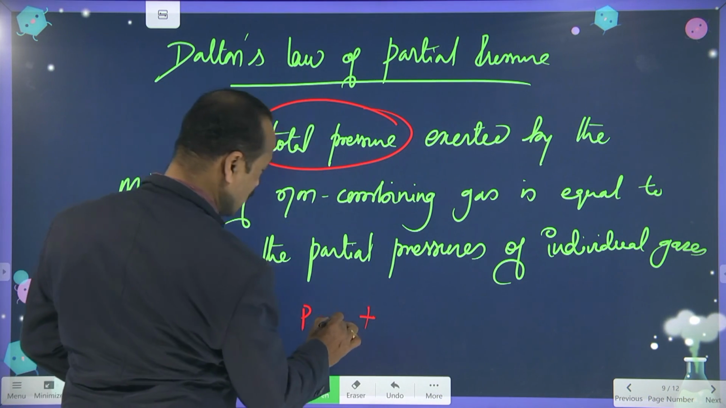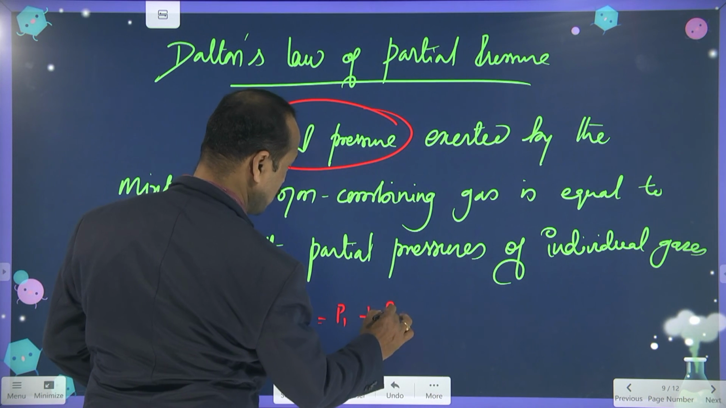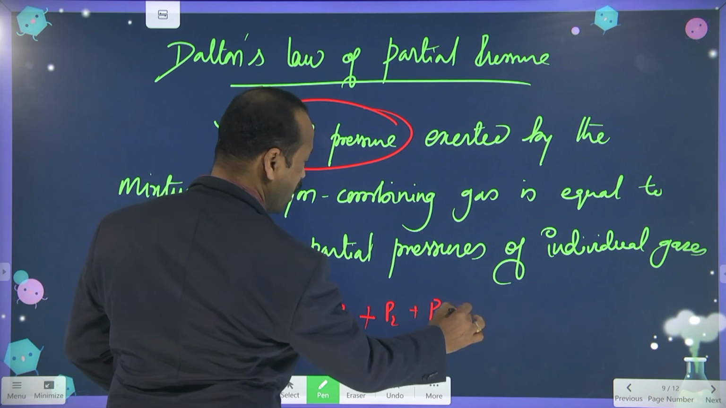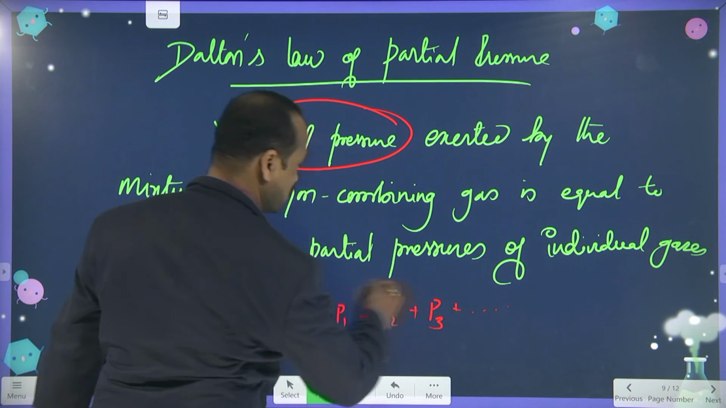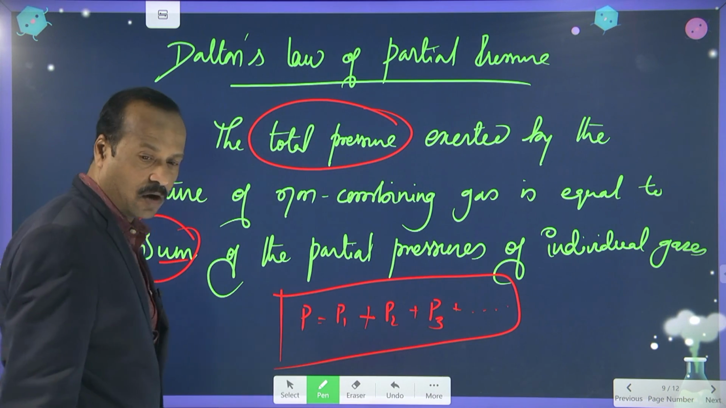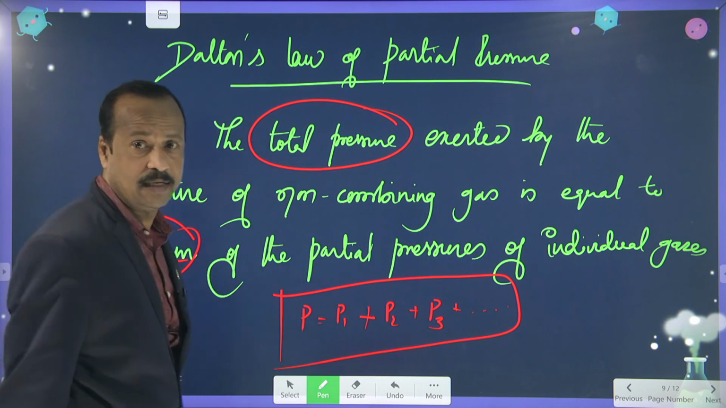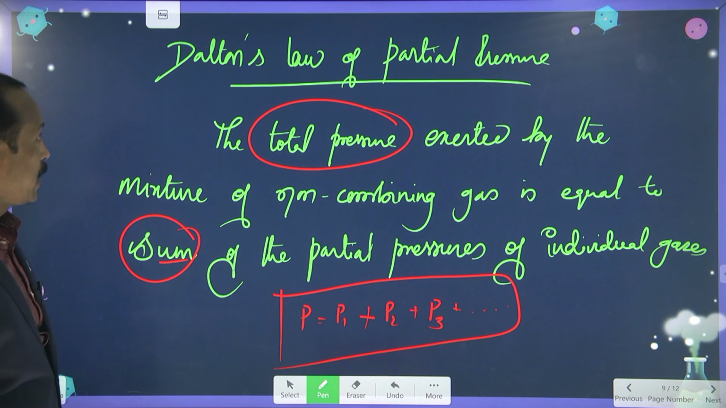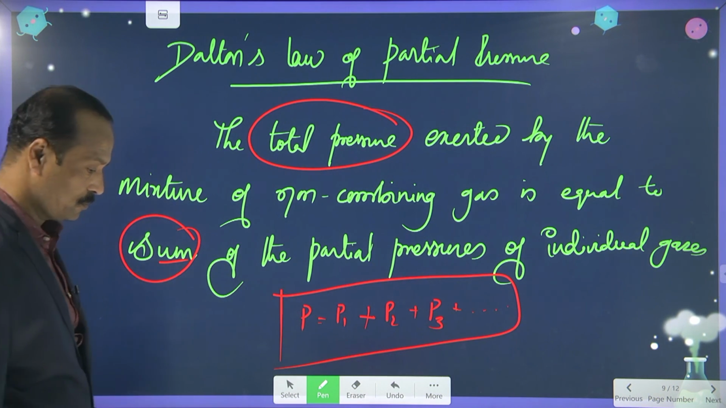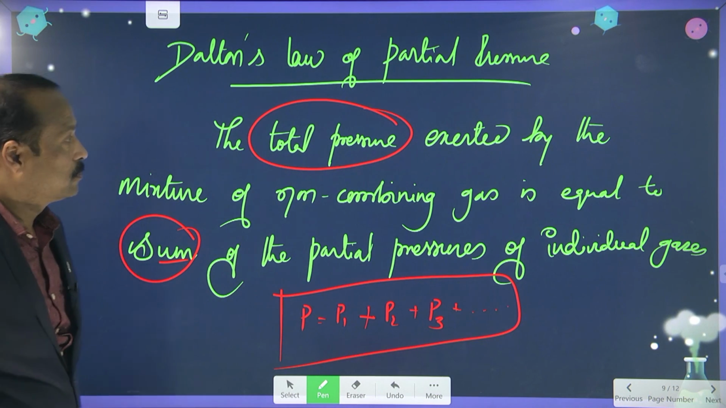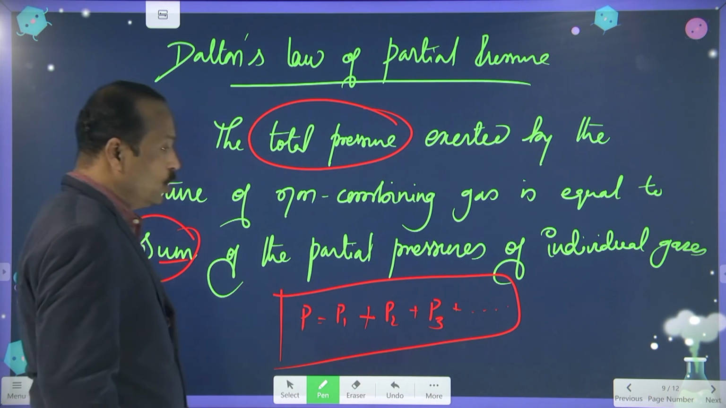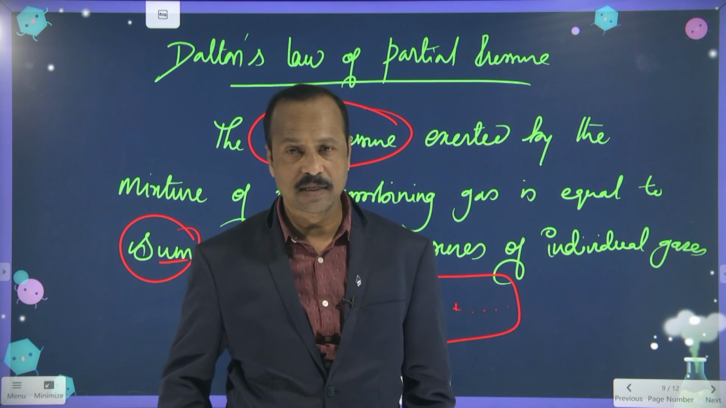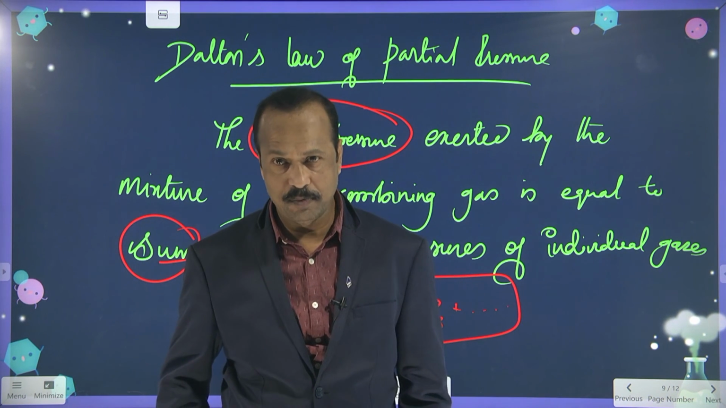If you are mixing two gases, then we can write P1 plus P2. If you are mixing three gases, we can write P1 plus P2 plus P3. If you are mixing n number of gases, like this. So this is known as Dalton's law of partial pressure. Is this clear to you? Right. So take the screenshot of this one. With this, the topics of chemistry are done. This is the last and final law, Dalton's law of partial pressure.